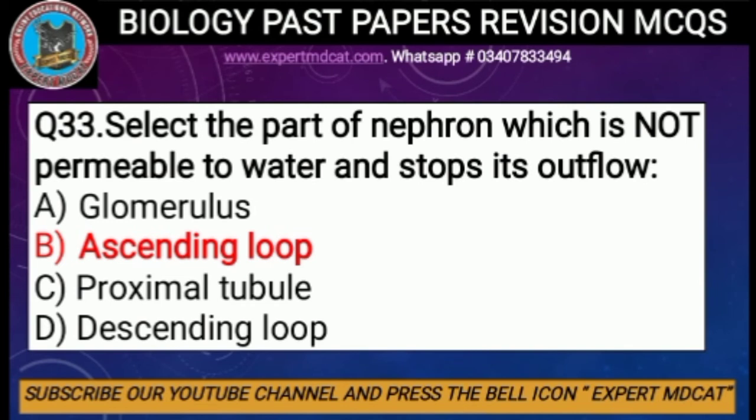Question number 33 is, select the part of the nephron which is not permeable to water and stops its outflow. Options are glomerulus, option B is ascending loop, option C is proximal tubule, and option D is descending loop. Here the correct option is B, that is ascending loop. Because for sodium uptake it is thick, and the water outflow stops here. So the correct option is B, ascending loop.